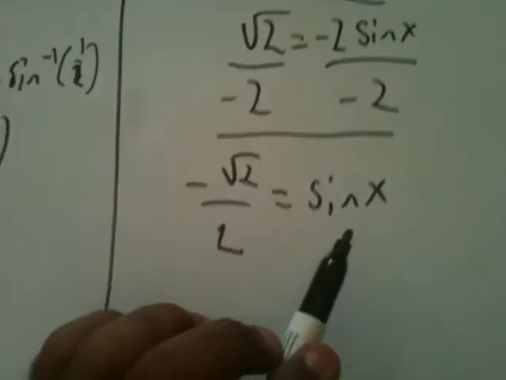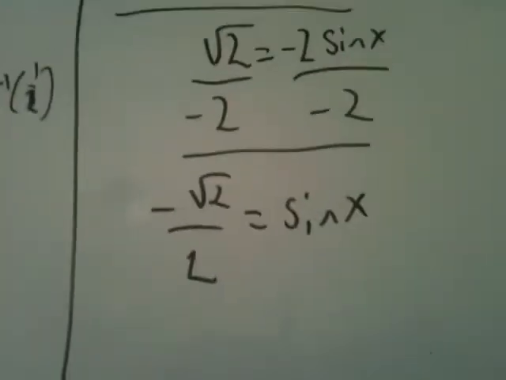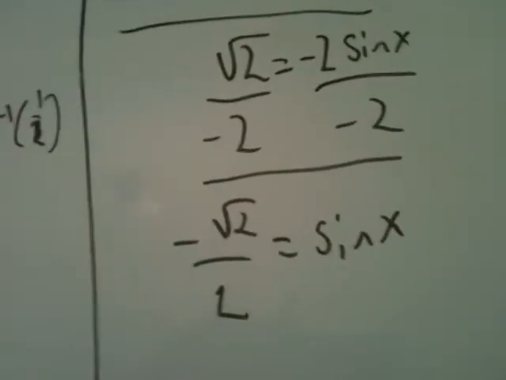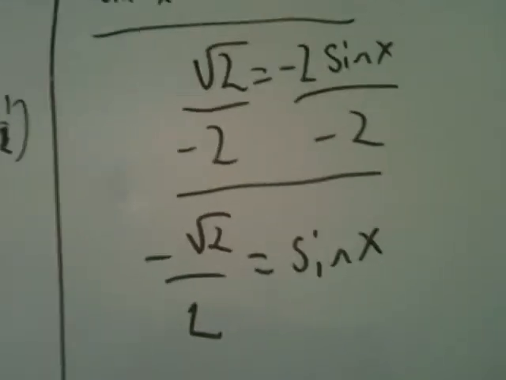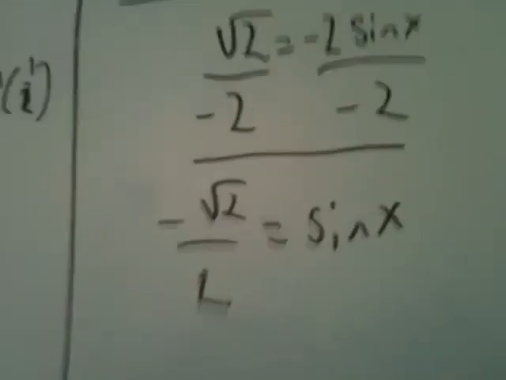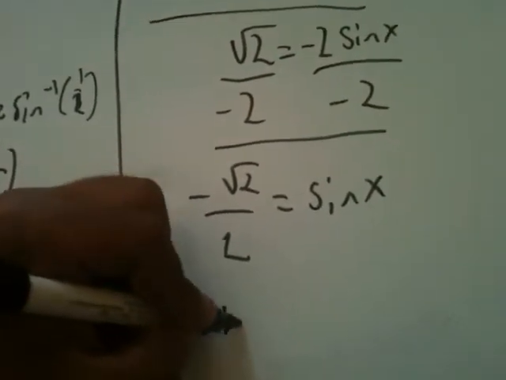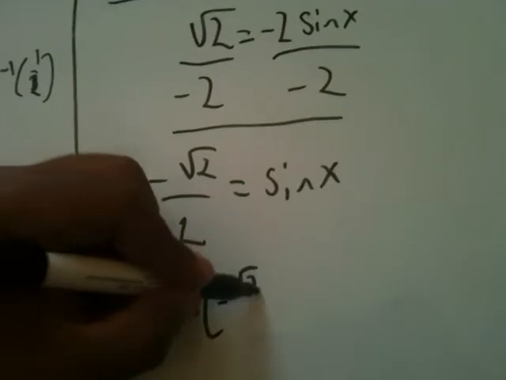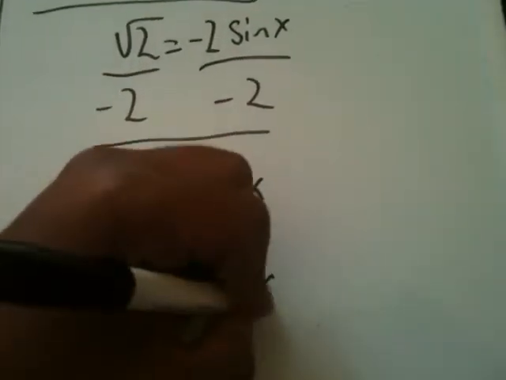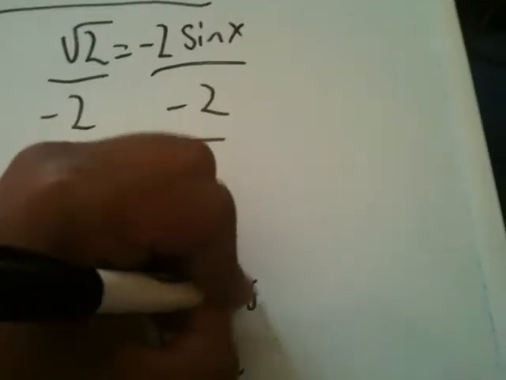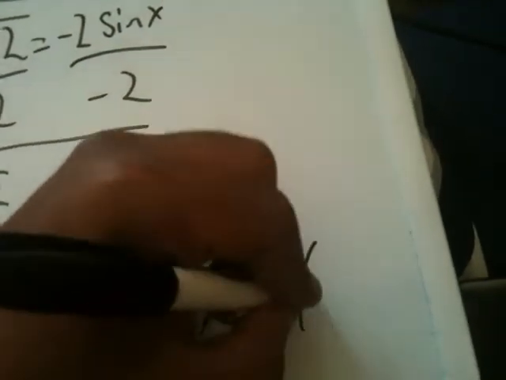On the unit circle, this corresponds to which angle? Pi over 4? Well, not pi over 4 because the signs are negative. It's going to be 5 and 7 pi over 4. So after taking the arc sine of both sides, arc sine of minus square root 2 over 2 is equal to the set 5 pi over 4 and 7 pi over 4.